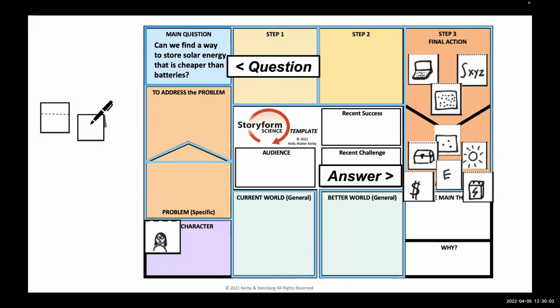And of course, all of these steps that I've just described, the current world, the problem, addressing the problem, the steps, and the better world, none of those are done by writing down. All of those are done by creating icons. So in the end, you end up with a template full of little icons standing up.